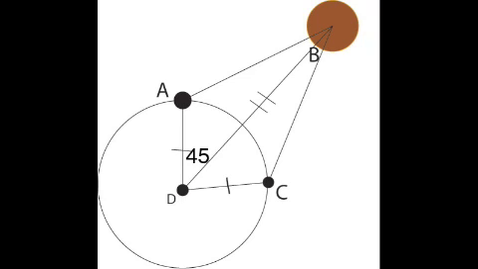And since the radius of the Earth is 3600, the tangent of 45 degrees is AB over 3600, which is also 1. Therefore, AB is 3600 miles. So we know from using the two-tangent theorem that we are 3600 miles from the asteroid.